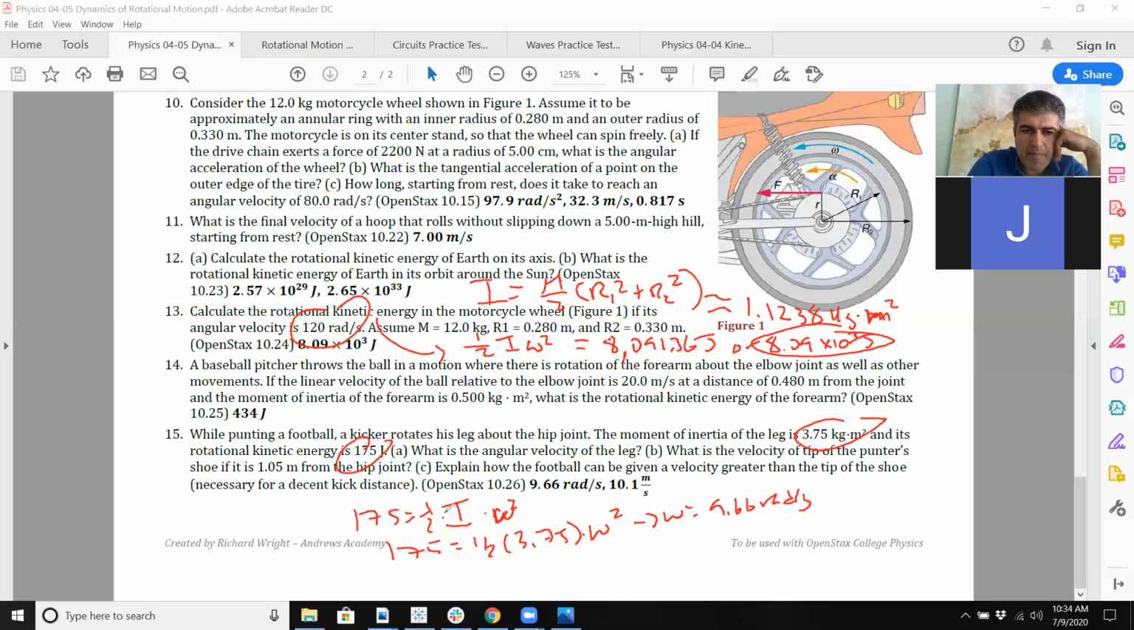What is the velocity? So remember, omega times r equals v. Now that's pretty much a radius of 1.05. So you see 9.66 times 1.05. So again, these are very, very simple calculations. You should get 10.14 meters per second. And then last, explain how the football can be given a velocity greater than the tip of the shoe. I'm not sure what they mean by that. Let's not worry about it.